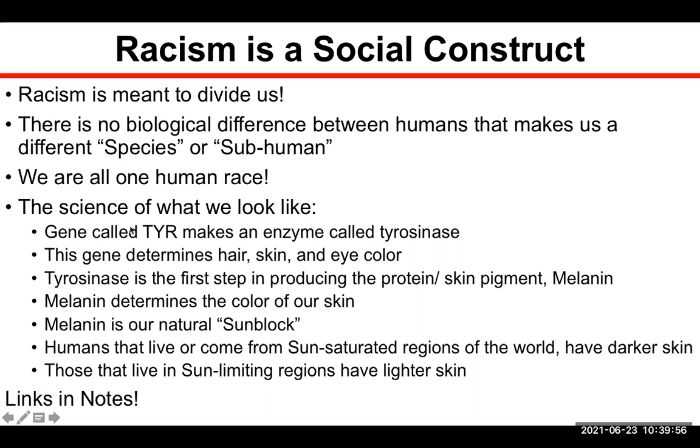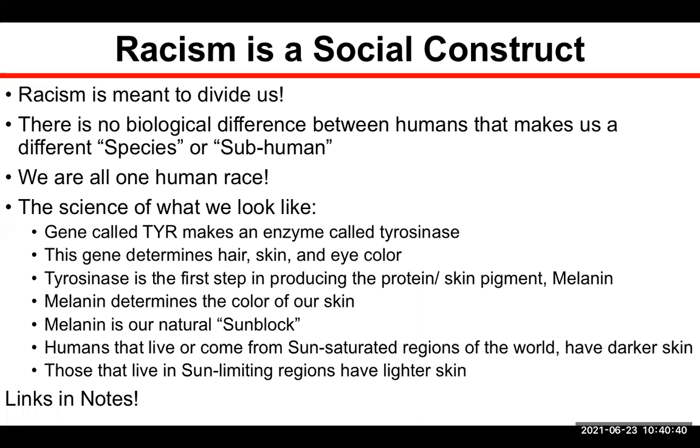And to emphasize this thought, we all have this gene called TYR. This gene encodes for an enzyme that's called tyrosinase. This gene has a couple of different functions. It really plays a role in what our hair, skin, and eye color look like. And tyrosinase is the first step in producing the skin pigment melanin. And melanin is going to be what our skin color looks like.